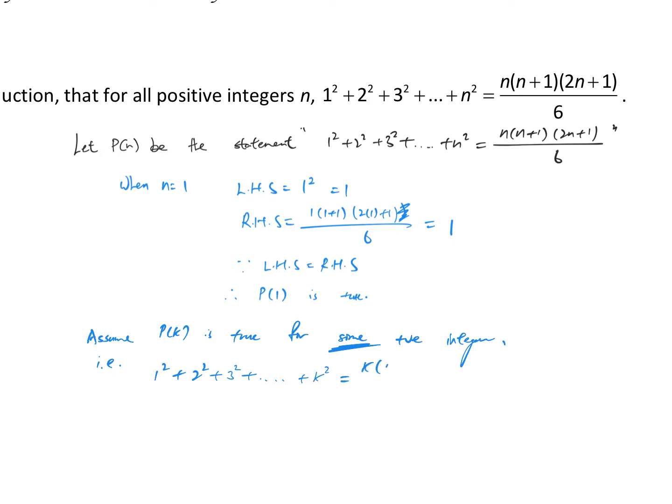I assume P of k. That means the sum formula for k is true. I know it must be true when n is equal to 1. So I have the sum formula for k. This formula is true. Remember, I need to use this assumption to prove the case when n is equal to k plus 1.